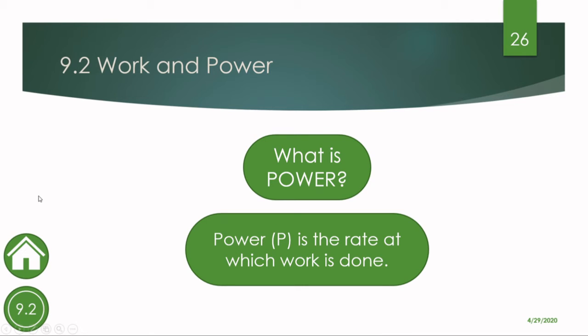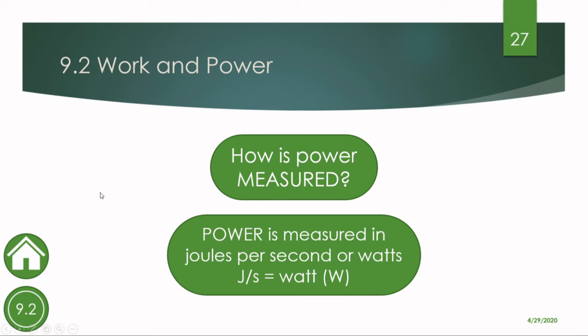So next, let's talk about power. Power, which is abbreviated by a capital P, is the rate at which work is done. It's how fast you do a certain amount of work. We measure power using the unit watts, W-A-T-T, and we abbreviate watts with a capital W.